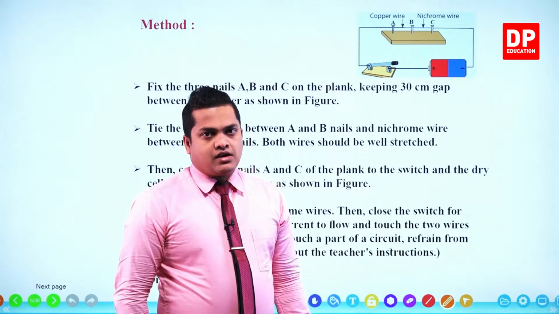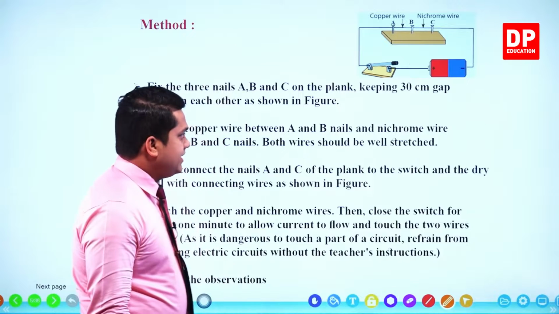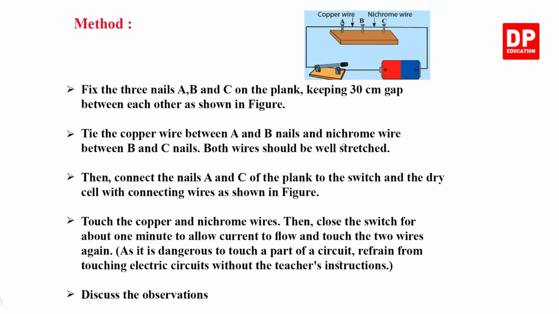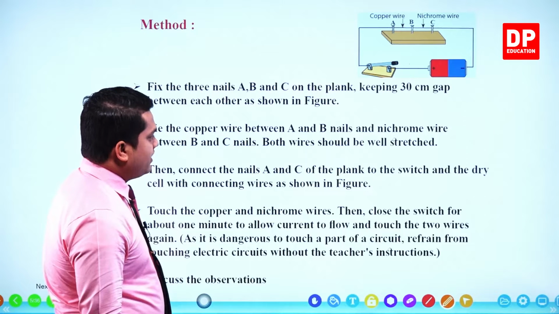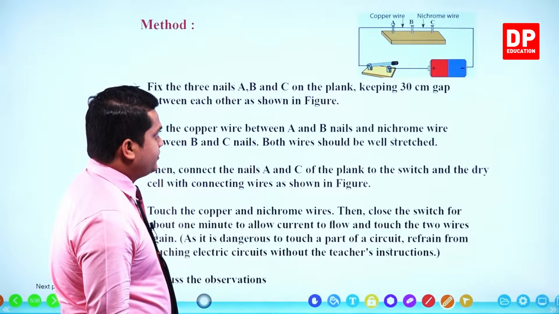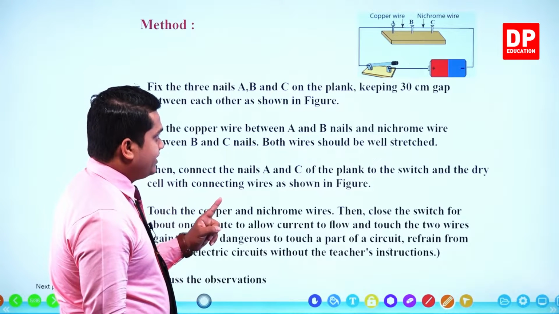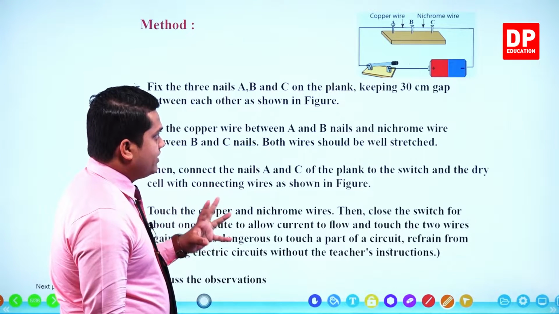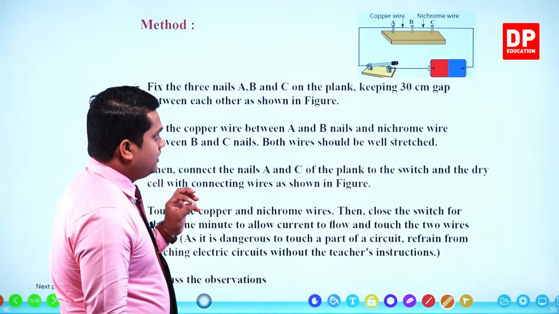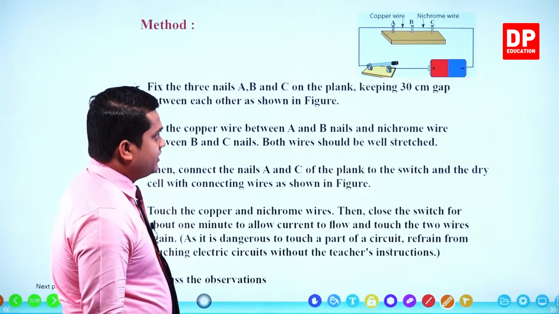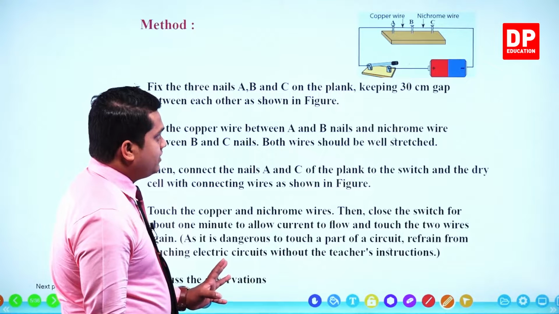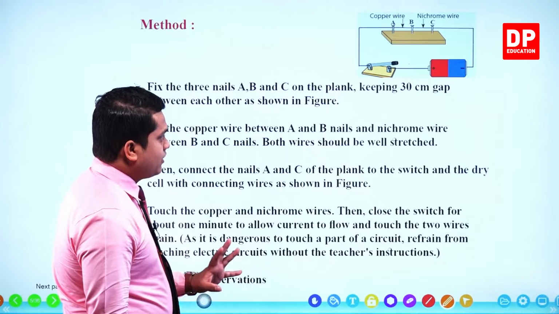Okay, right. So the next step we'll see, tie the copper wire between A and B nails and nichrome wire between B and C nails. Both wires should be well stretched. Alright, now what you have to do, you have to connect the nichrome wire and the copper wire like in the figure given. AB copper wire, BC nichrome wire.